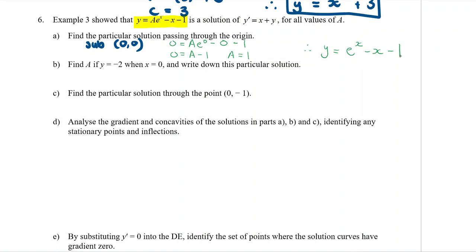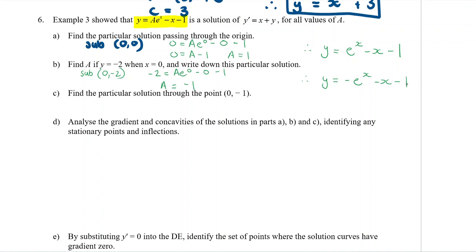So now it says in part B, find another solution now if y equals negative 2 when x equals 0. And this is building up because if you peek down at F, we're going to be drawing all these curves on a Cartesian plane. Okay, so this time we sub in x is 0, y is negative 2, and we're going to get another equation. So negative 2 equals ae to the 0 minus 0 minus 1. So that time we're going to get a is equal to, I'm going to move the 1 across the other side, so negative 1. And this one is y equals negative e to the x minus 1.